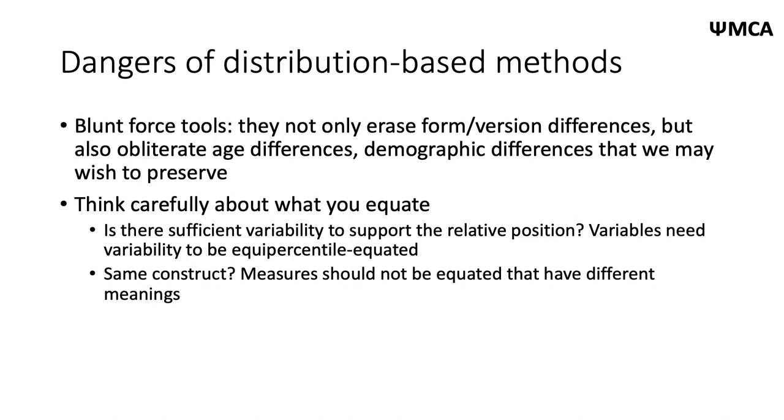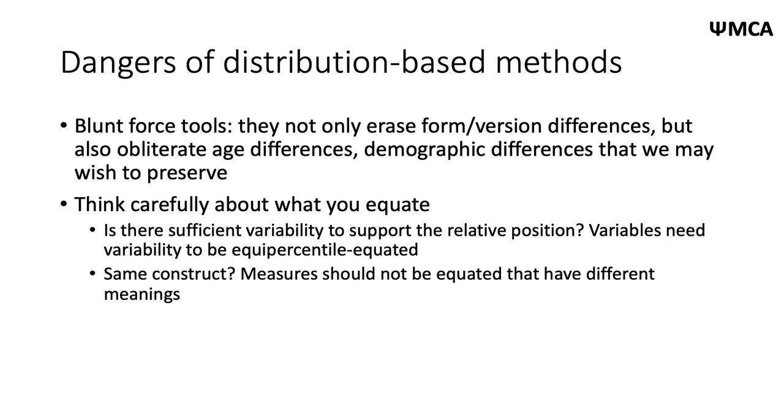We derive our equating algorithm. If it's linear equating, that means collect the mean and the standard deviation from that biased subgroup, and then apply the equating algorithm to the full sample. It's also important that we can use covariate adjustment to preserve other differences that we want to preserve. Another danger is that you want to really think carefully about what you want to equate. Is there sufficient variability to support the relative position, to support that mean and that standard deviation or those percentiles that we're using? You need variables that have variability.